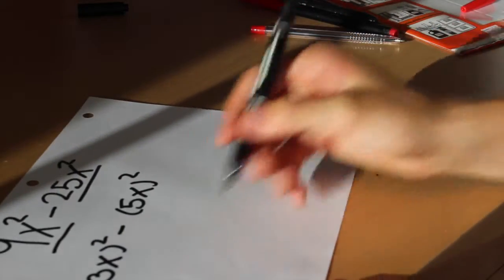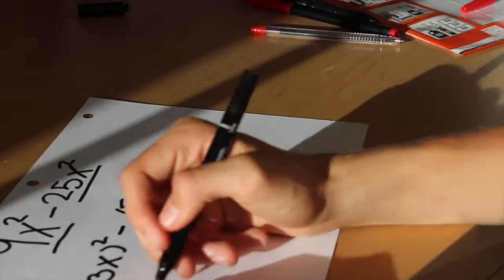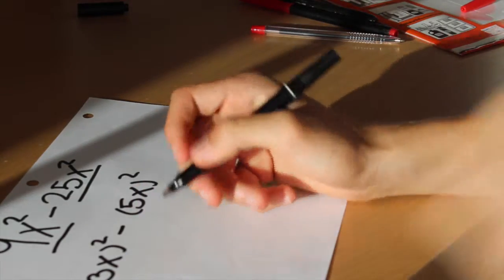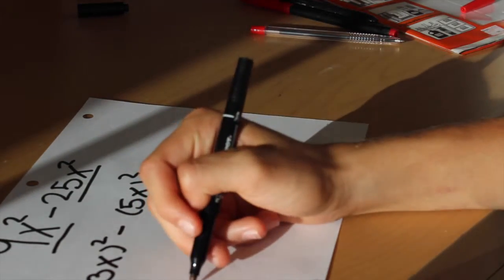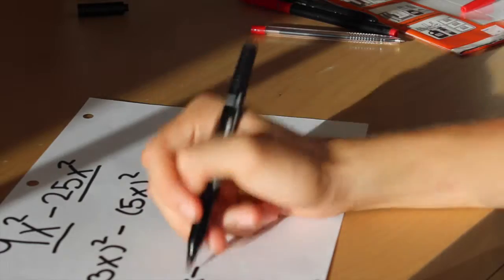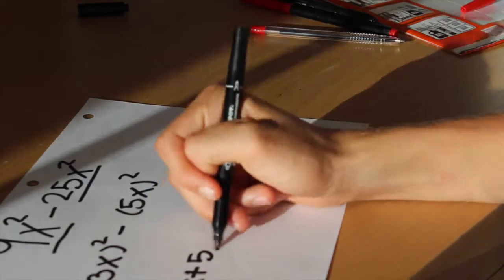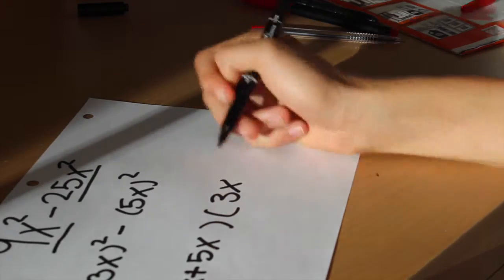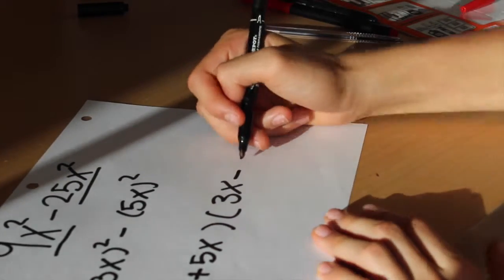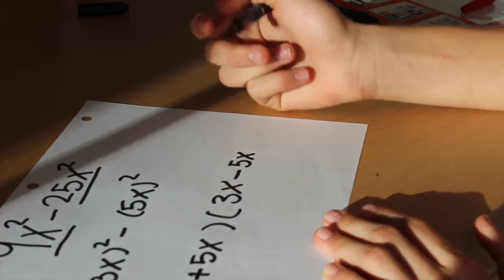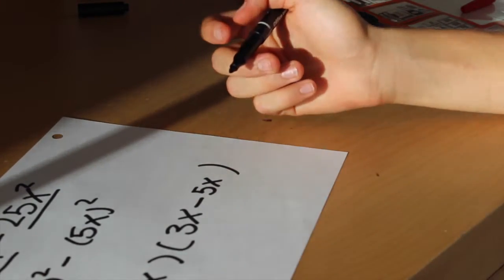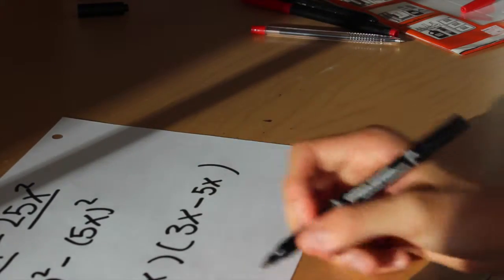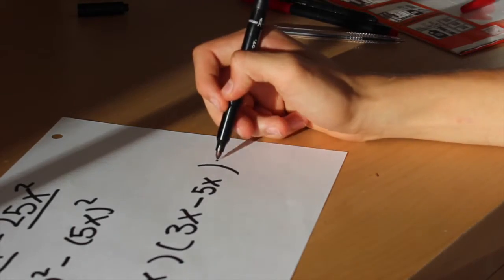If we do this, it's the same thing as saying 3x plus 5x over 3x minus 5x. If we do the process and we multiply to check, this is our answer, right?